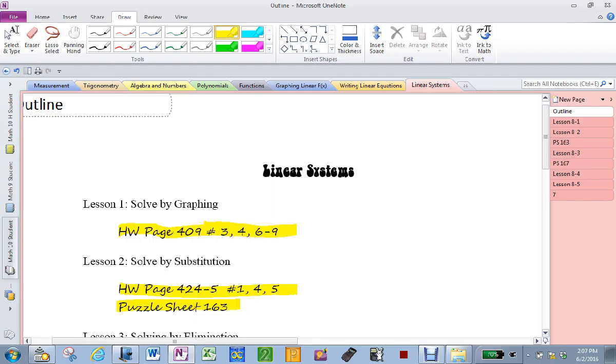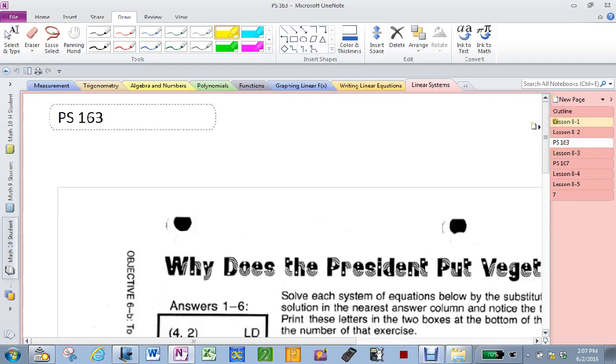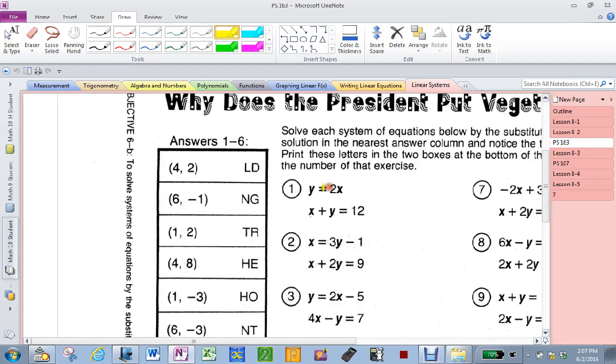Okay, now, as always, ladies and gentlemen, I like to show you how to do the first question of a puzzle sheet, because that's the hardest thing. Do you need to do anything, or is it already started for you? It's already started, because the y is already set up, correct? So what goes in for this y? 2x. So I have x plus 2x equals 12. 3x equals 12. X equals 4.